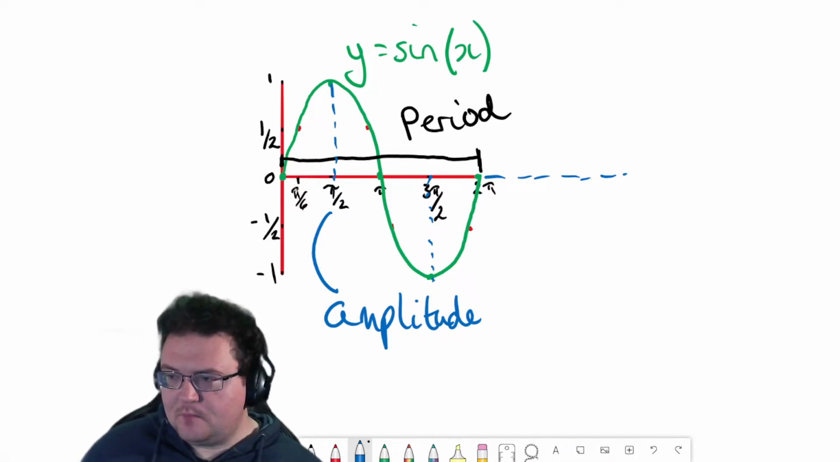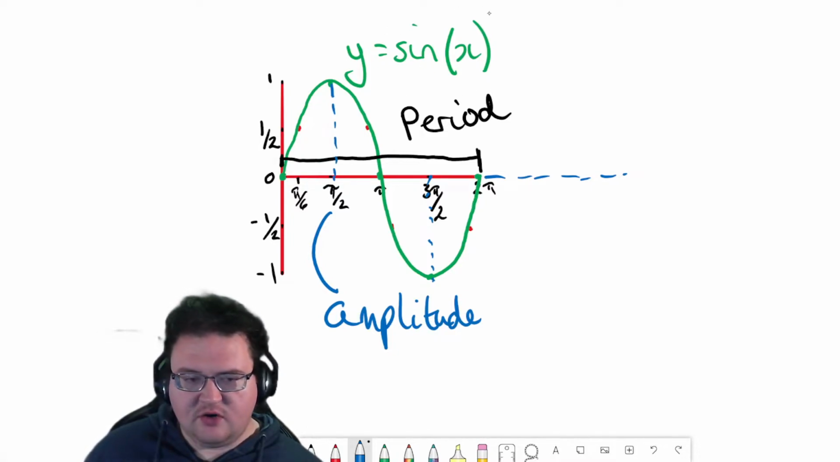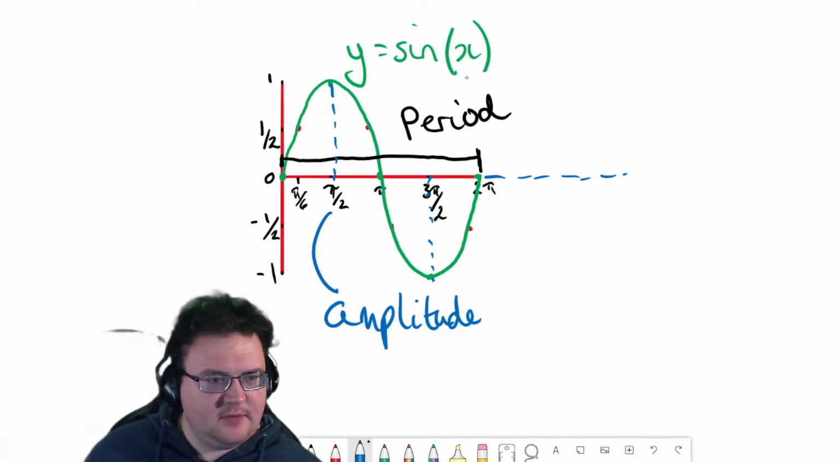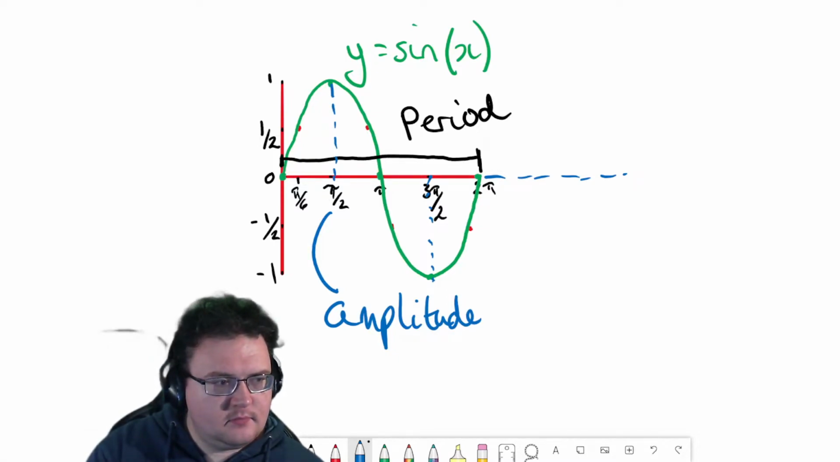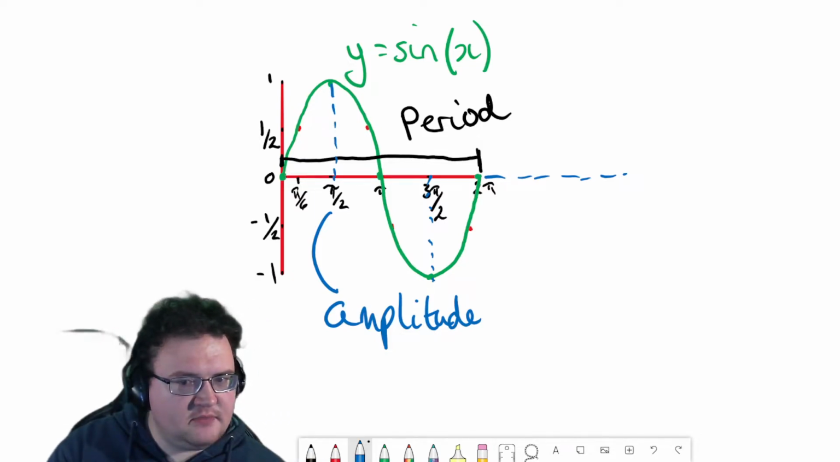So the period of a standard sine graph is 2 pi. All right, because what's the coefficient of the x inside my sine function?